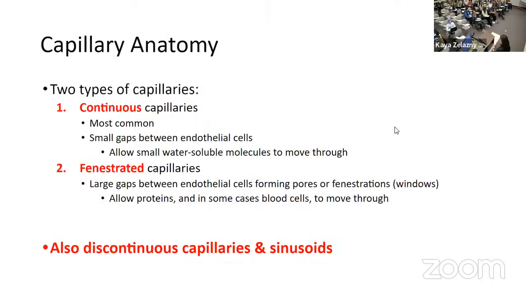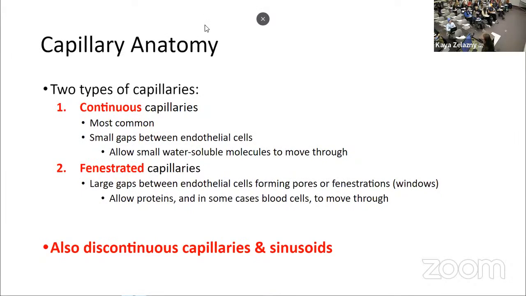So we're going to have two types of capillaries that we're going to think about. Frankly, we do mostly think about our continuous capillaries. That's because they're the most common. So if someone just says a capillary, you should assume they're talking about a continuous capillary. The gaps between the endothelial cells in your continuous capillaries are pretty small. So I'll draw this smaller, make a smaller radius. This will be faster.